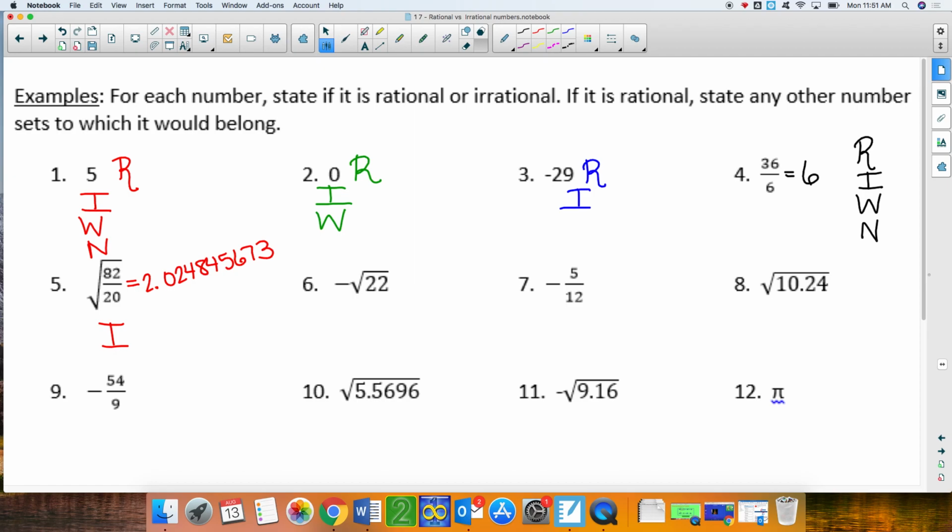Next, we're going to plug in on our calculator the negative symbol and then your square root button and then 22. And when you plug that in, the decimal that you get out is negative 4.69041576. Again, that doesn't end. It has no pattern to it. That's an irrational number. And I guess we should be up here maybe writing INT for integer, so we're not confusing that with the irrational.